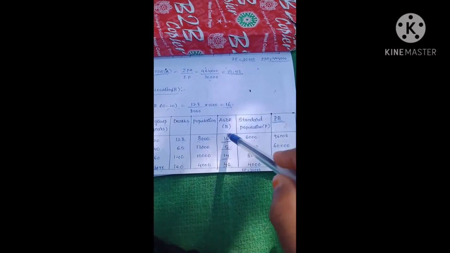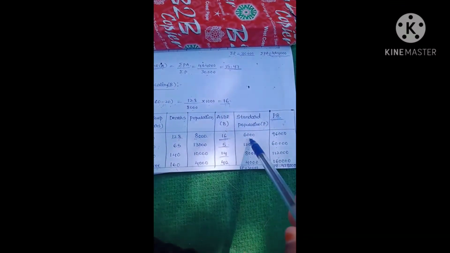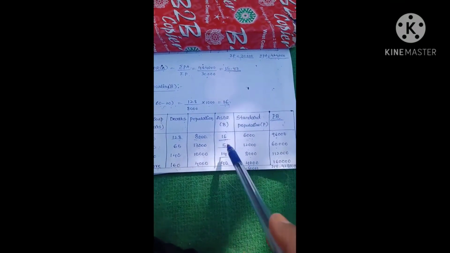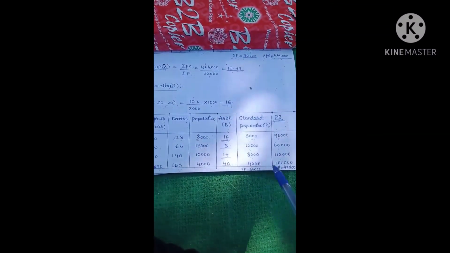Next, we need to calculate the last column. What is the last column here? P into B. P means standard population, B means ASDR B. It means here we multiply these two terms. 16 into 6,000, then we get 96,000. 5 into 12,000, then we get 60,000. 14 into 8,000, then we get 1 lakh 12,000. 40 into 4,000, then we get 1 lakh 60,000.